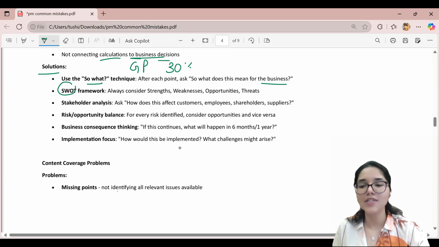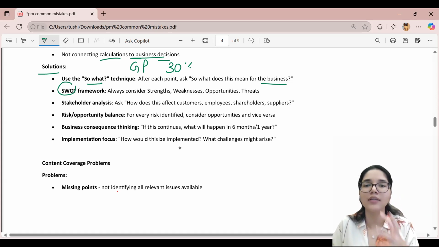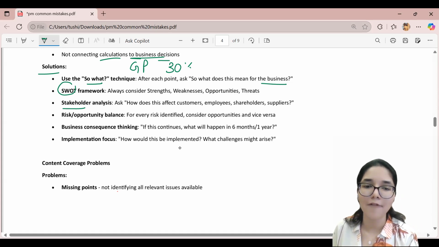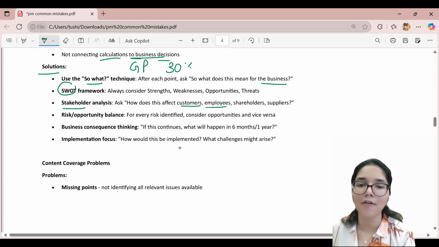These are a few ways with which you can train your mind to think from all the different perspectives. You can also do a stakeholder analysis. I've told you already. How will a particular thing affect your customers? How will it affect your employees?